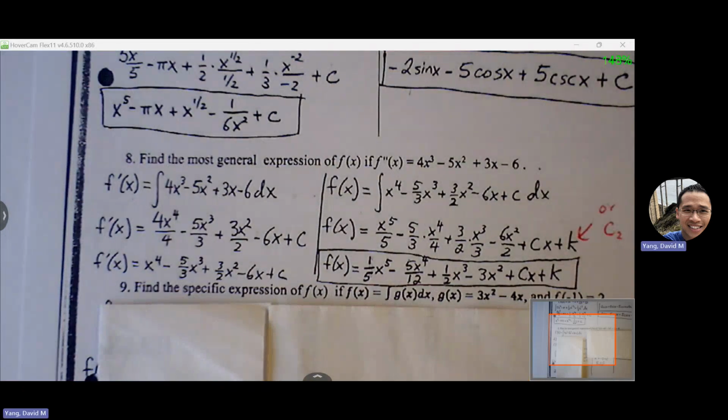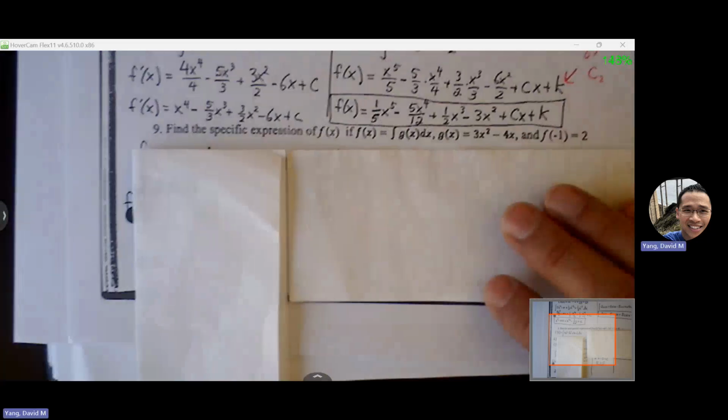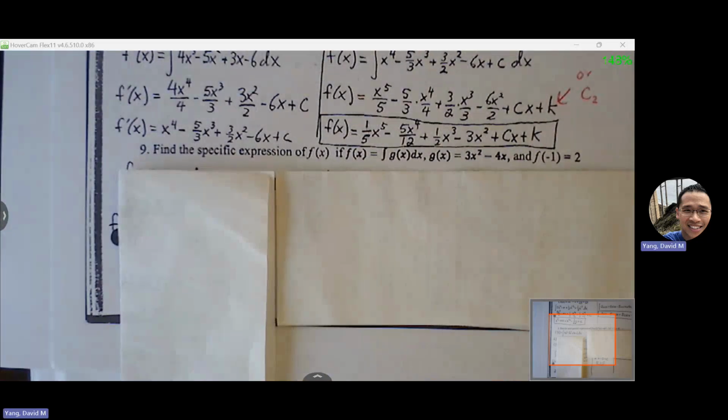Number 9, same process as number 8. It's just that we're going to be able to solve for our C or solve for our K based off the ordered pair given to us. So go ahead and try number 9. You're going to set number 9 up exactly the same way. So find f of x. You know f of x is the integral of your g of x expression.